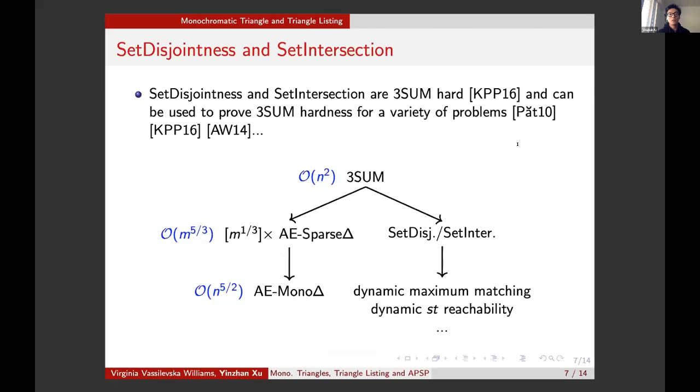These 2 problems were also known to be 3SUM-hard, shown by Henzinger, Abboud, Williams, and Porat. And people have used these 2 problems as hardness sources that are 3SUM-hard, and proved a lot of problems that are also 3SUM-hard, including dynamic maximum matching, dynamic s-t reachability, and many more problems.